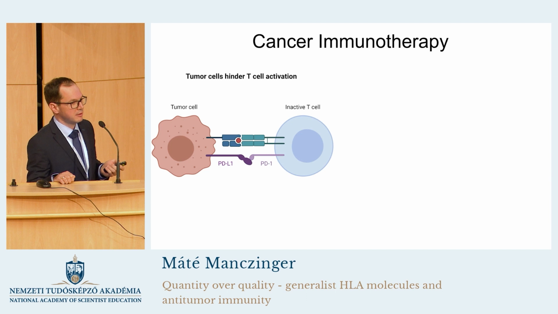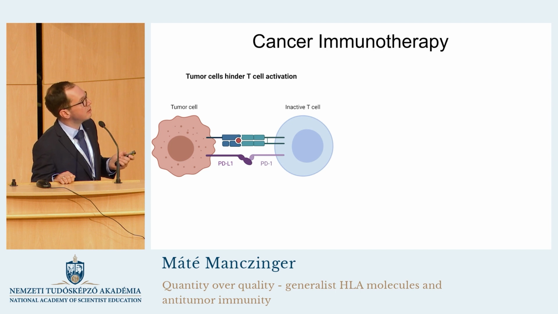Unfortunately, the cancer cells developed several tricks. For example, they can overexpress molecules with which they can inhibit the activation of T cells. So although there is a modified peptide sequence in the cancer cell, a mutated peptide, and there is a T cell that is specific for this peptide, the T cell will not be activated because the tumor cell overexpresses this PD-1 ligand with which it inhibits the activation of this T cell.